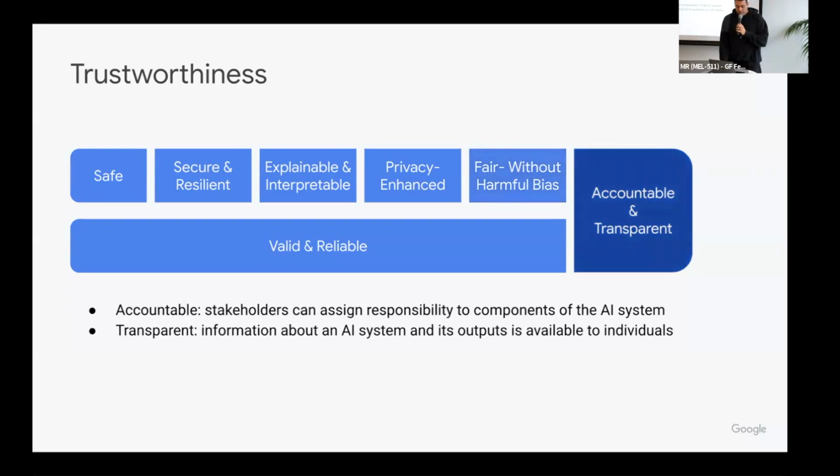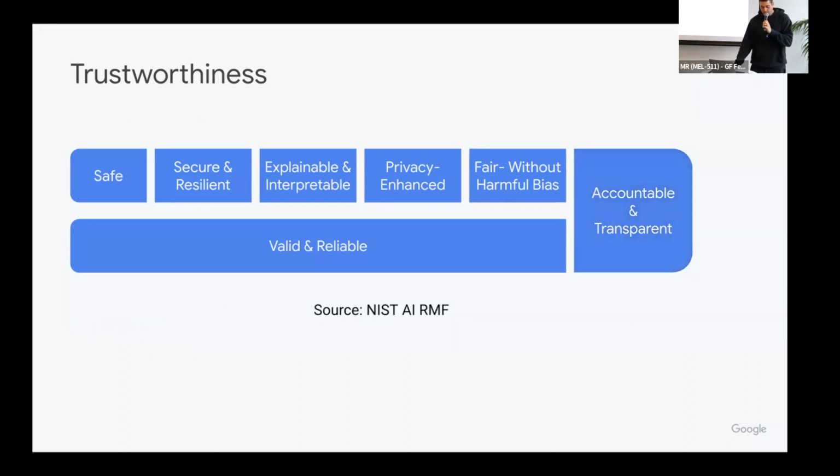Then on the last side of things, we have accountability and transparency. This is somewhat applicable to the regular software world as well, but in this case, what we mean is that accountable is to be for stakeholders, for anybody that interacts with the AI system needs to be able to assign responsibility to specific components of the AI system. Transparent means that information about the AI system, for example, how it was trained, what data was used to train the model, and the outputs, how are the outputs generated, how do we interpret them, is available to individuals. Once again, the source of this is the AI RMF. Highly recommend reading that.